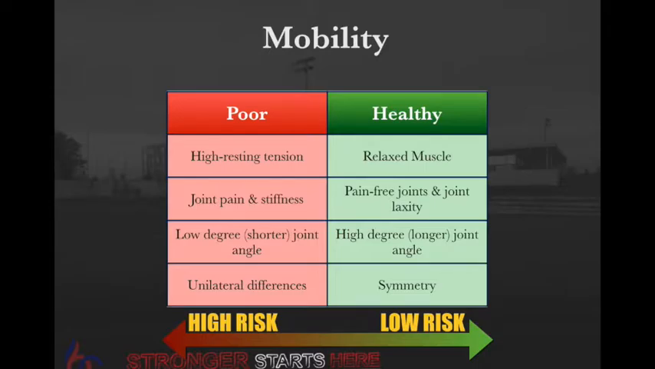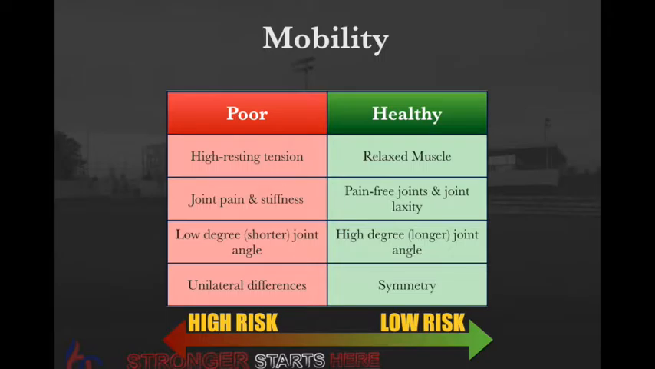So let's isolate these three individually, just to identify some traits that are consistent with poor and healthy mobility. When we're talking about poor mobility, we're talking about things like high resting tension, joint pain and stiffness, a low degree or shorter joint angle, and unilateral differences between one side and the other in terms of the range of motion respective.